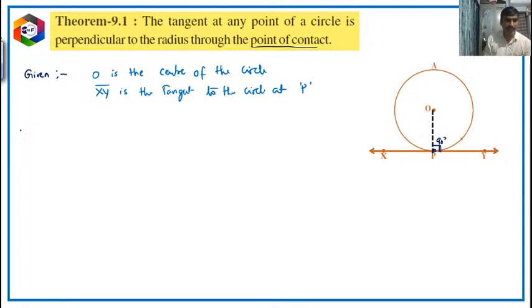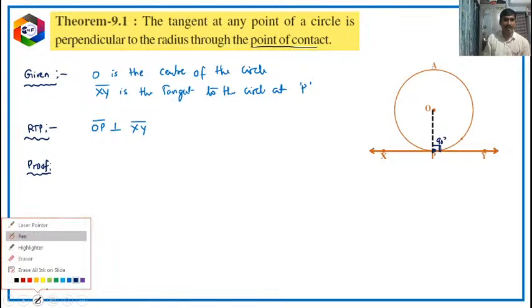Okay children, now what is required to prove here? The radius makes 90 degrees with the tangent. That means OP is perpendicular to the XY line. XY and OP are perpendicular to each other, which means they make 90 degrees. This is to be proved. Now I am going to move to the proof. These are the steps we have to follow, children, while proving mathematical theorems.